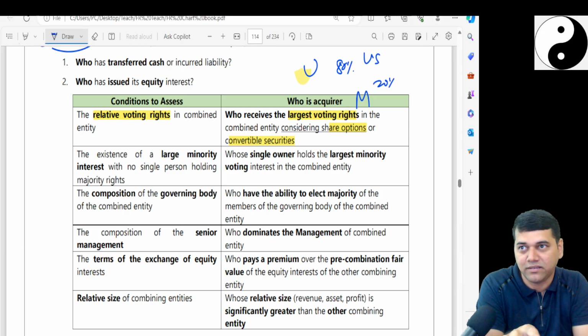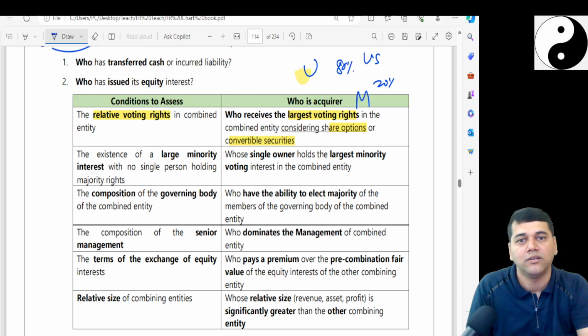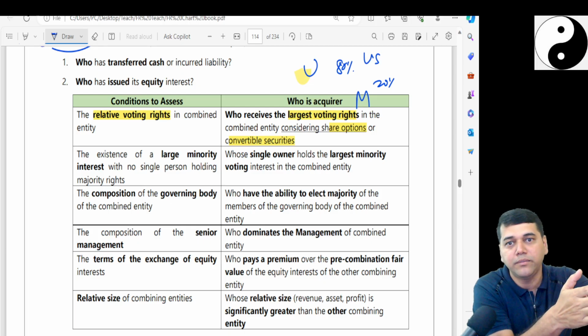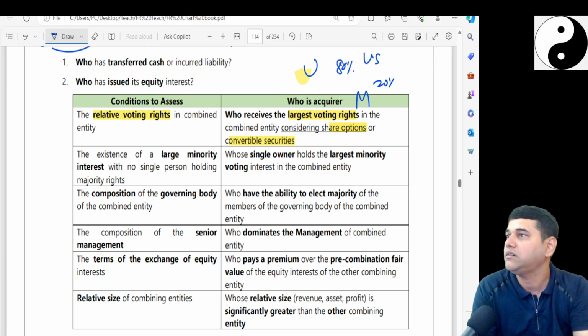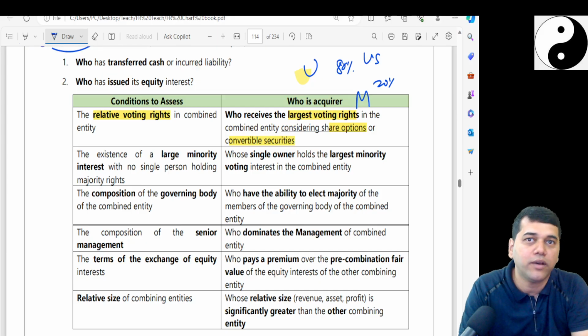In substance, is it not that you are acquiring me? Only for namesake, you created US Limited. Even though you would not have created US Limited, you would have continued as you. Who will ask you? Now tell me, who is the acquirer?